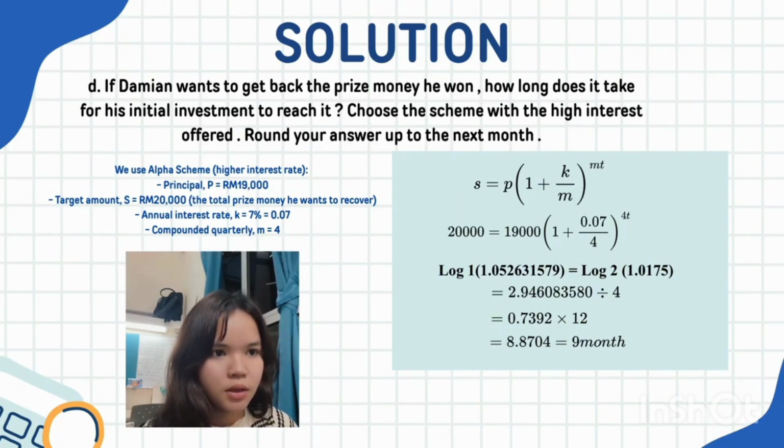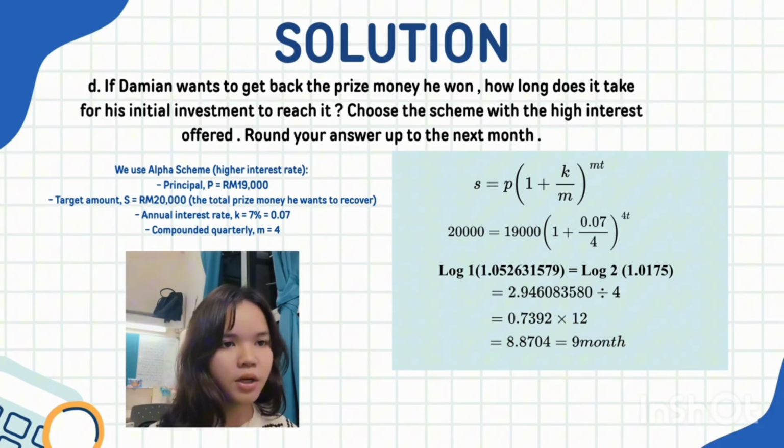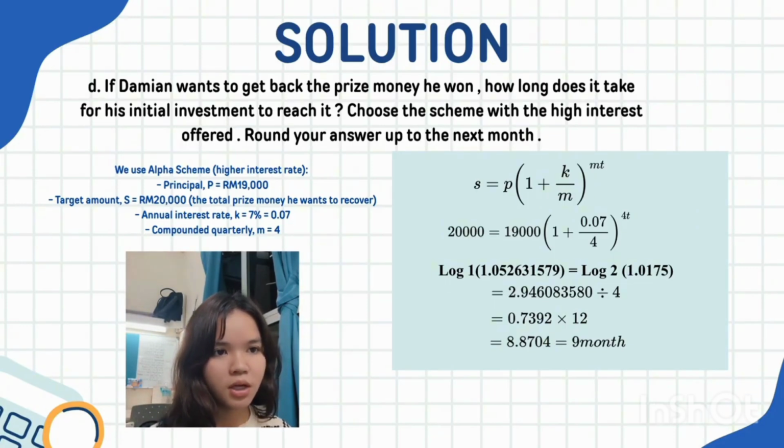So S is 20,000 equal to P 90,000 bracket 1 plus 0.07 per 4 bracket 4T. Now we simplify the value inside the bracket. 0.07 divided by 4 is 0.0175, and adding 1 we get 1.0175. So now the equation becomes 20,000 equal to 90,000 bracket 1.0175 bracket 4T. Now we rewrite the equation, we divide both sides by 90,000. So the fraction is 20,000 per 90,000 equal to 1.0175 power 4T. So now we get 1.05263 equal to 1.0175 power 4T.